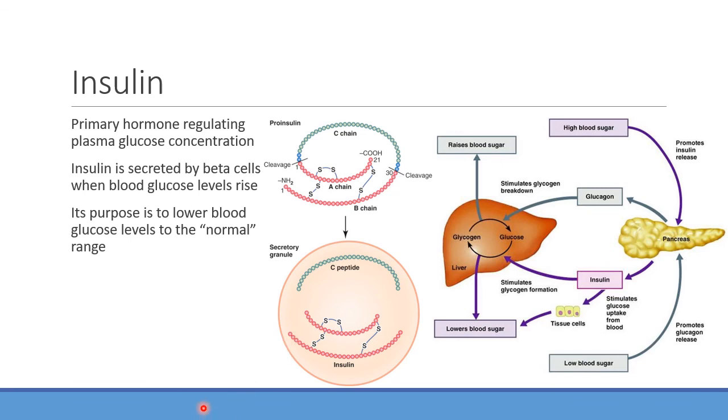Does anyone know where we used to get insulin from? Pigs, and you should do beef too, yeah. So cows, the two sources. Now we don't have to do that anymore. We have recombinant forms that we can make, which is good because people have a lot of allergies whenever you're injecting animal proteins into people.